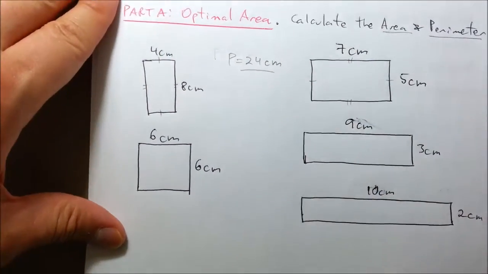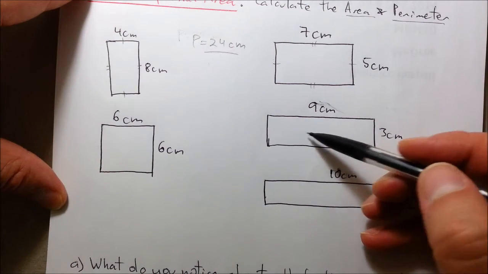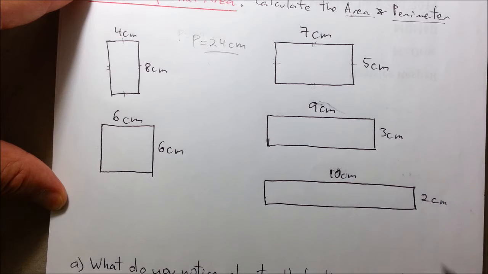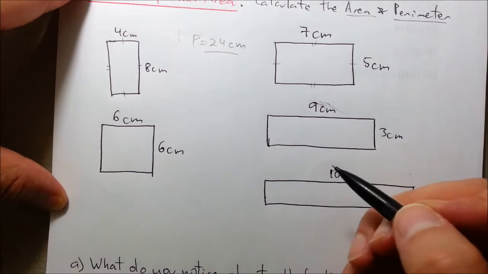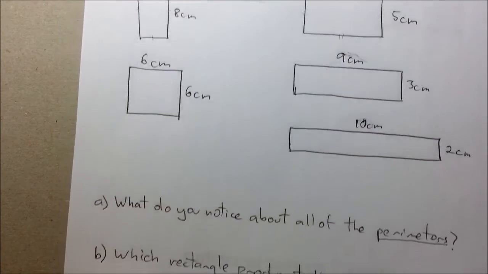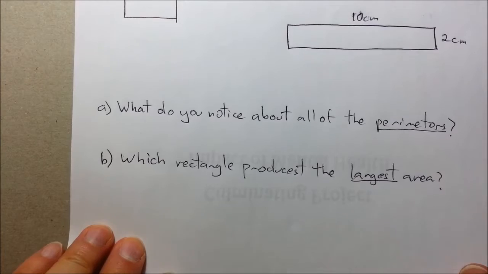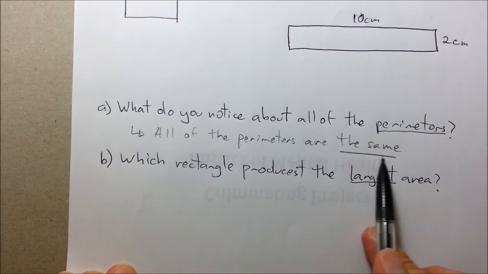So again, all of these perimeters appear to be the same. 9 and 9 is 18, plus another 6, that's also 24. And then here we have 2 and 2 is 4, plus 20, 24. So all the perimeters are the same. So what do you notice about all of the perimeters? Write down that question. They are all the same.